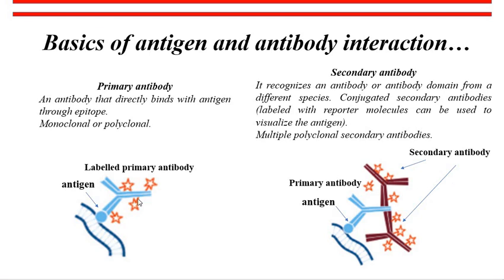In ELISA we may use a labeled primary antibody, that is an antibody which is directly attached with the reporter molecule. For example, an enzyme, these red stars are showing the reporter molecules. Or we may also use the labeled secondary antibodies, that is secondary antibodies which are attached with the reporter molecules. Now the primary antibodies which may be used in ELISA may be monoclonal or polyclonal, while the secondary antibodies which are mostly preferred are polyclonal secondary antibodies.